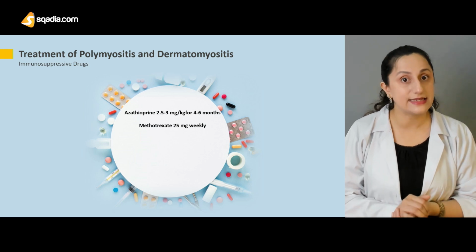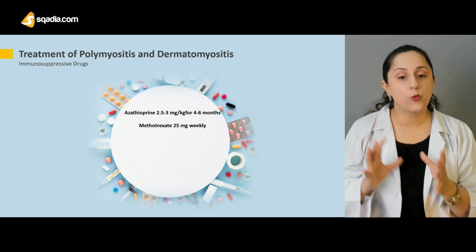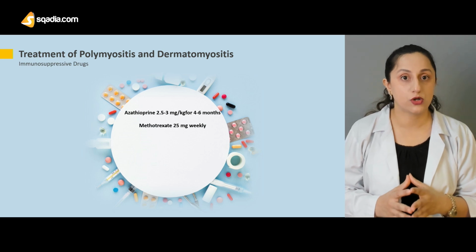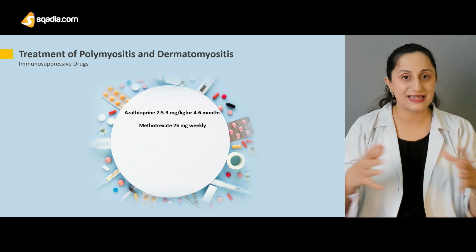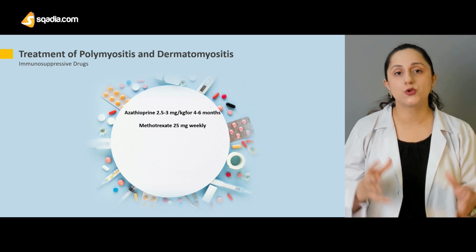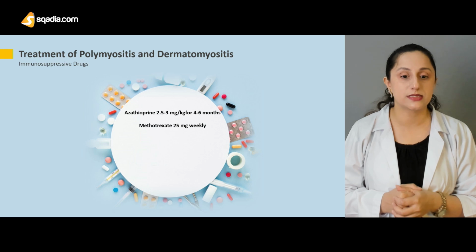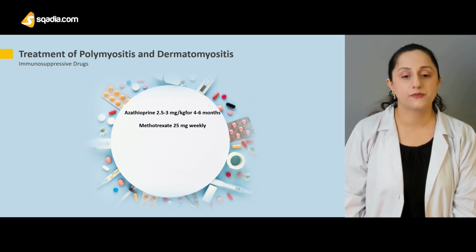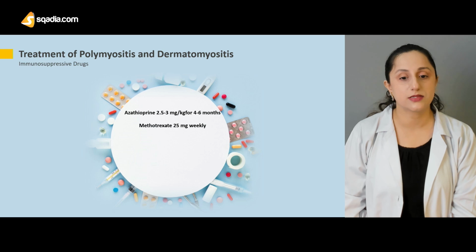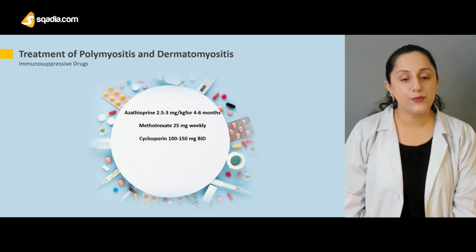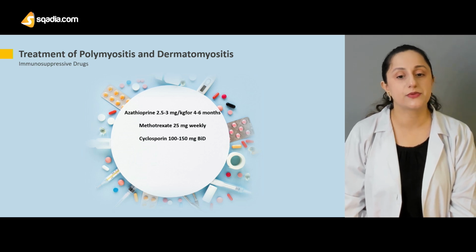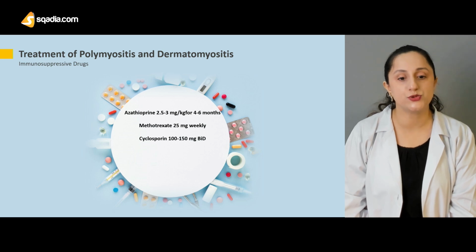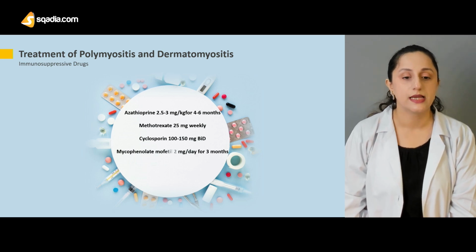Methotrexate is basically an anti-cancerous drug. It's one of that particular pharmacological group, but you can give that on a weekly basis in a dose of almost 25 milligrams. It's usually proven to be very promising in cases of polymyositis or dermatomyositis. Then we can prescribe cyclosporine in a dose of 100 to 150 milligrams. It's a twice daily dosing that you would usually prescribe to the patients.